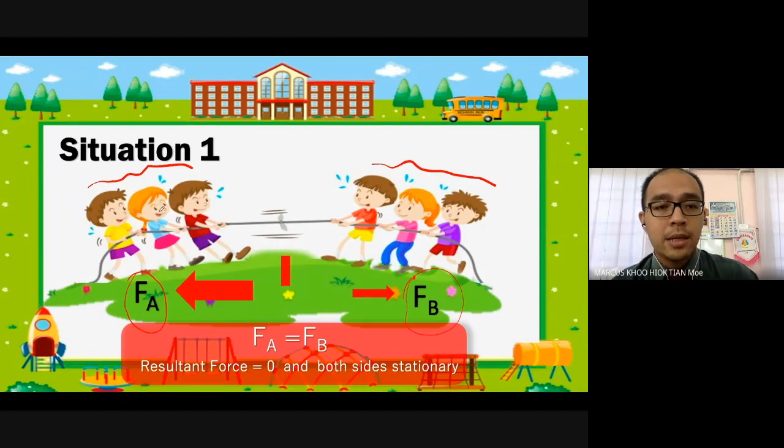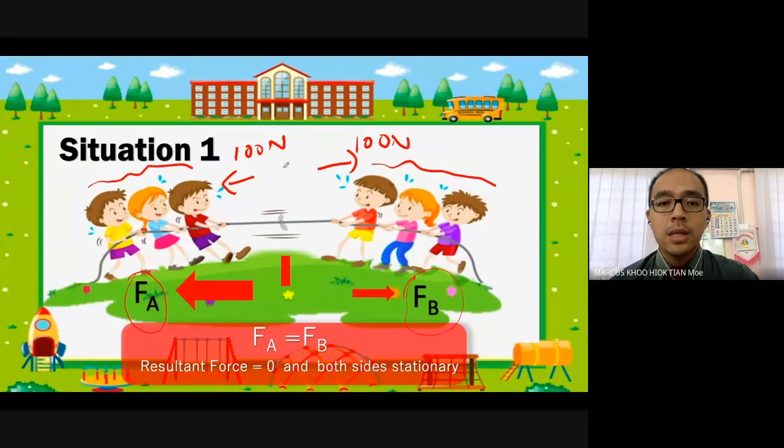Because let's say the people pulling on the left are pulling to the left with 100 newtons. The people on the right are pulling to the right with 100 newtons. Okay, so since the two forces are the same but in different directions, we will say that the resultant force is 0. It is as if nothing moves. Both sides will be stationary. So that's why you see this, it will not go to the left or to the right. Please ignore the arrow. The arrow is a mistake.